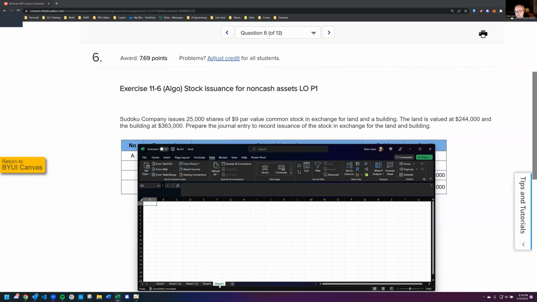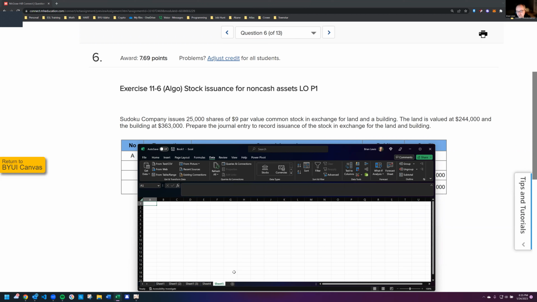Sudoku company issues 25,000 shares of $9 par value common stock in exchange for land and a building. The land is valued at 244, and the building at 363. Prepare the journal entry to record issuance of the stock in exchange for the land and building.